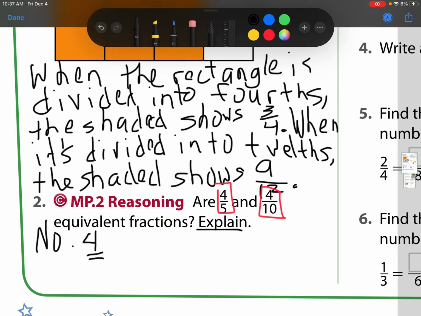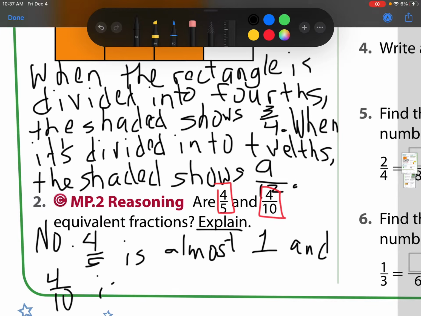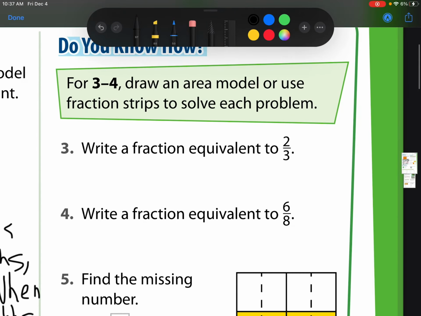4/5 is almost 1, or we could say 1 whole, and 4/10 is almost 1/2. And as we obviously know, 1/2 is not the same as 1 whole. So let's head to number 3 now.